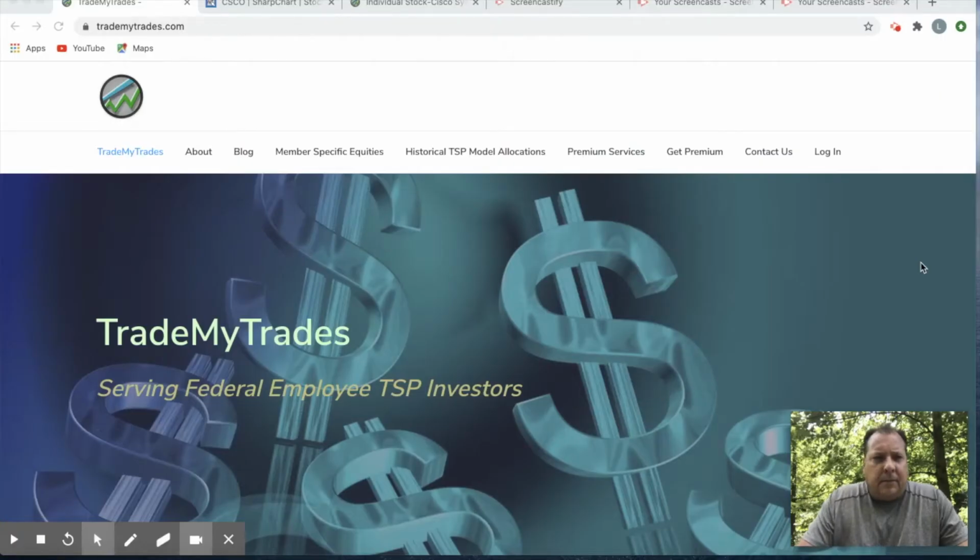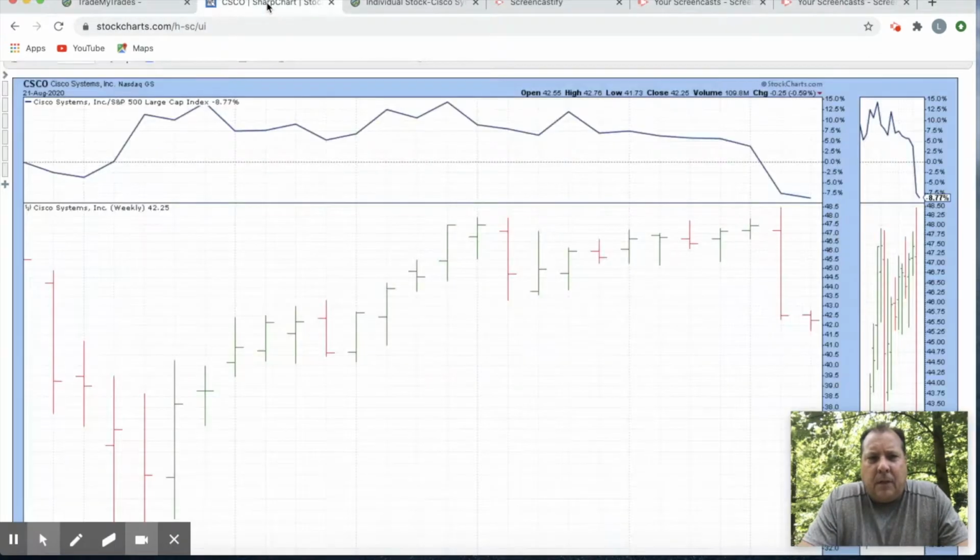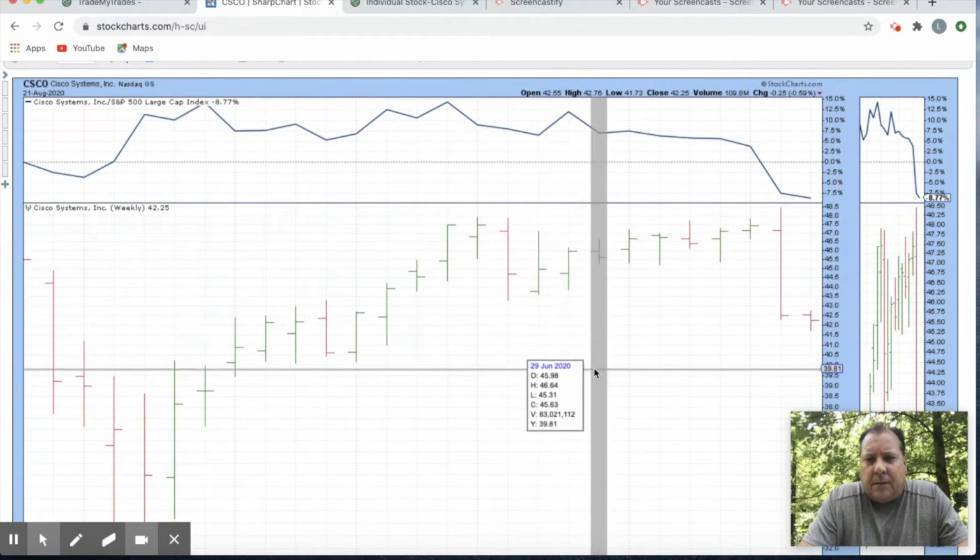Hi guys, this is Lynn with Trade My Trades, and I want to share with you again today how I use the risk cash indicator to make money in the stock market. Last week we talked a little bit about Cisco, and I want to follow up on that conversation, and I'll pull up a weekly bar chart here of Cisco.